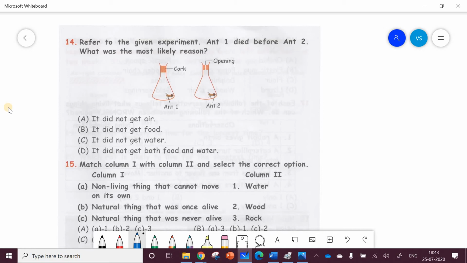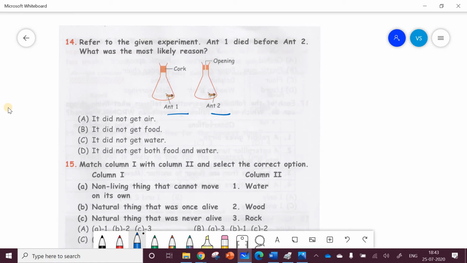Is it an ant or something? Refer to the given experiment. One died before the other. What was the most likely reason? See, what they are showing is there is one ant here, ant 1, and this is ant 2. So what are they asking, Avnish? Can you explain?